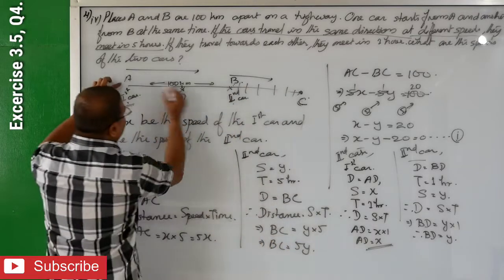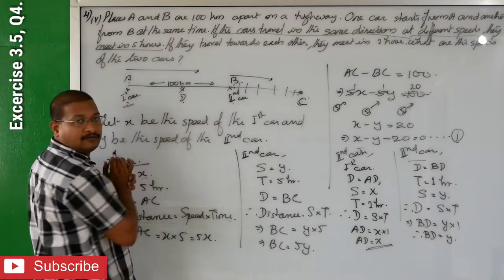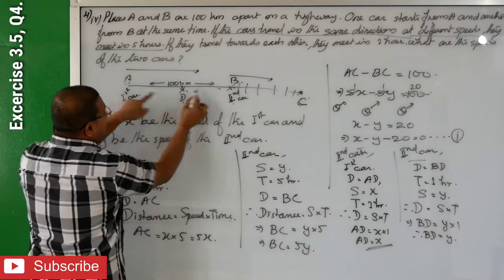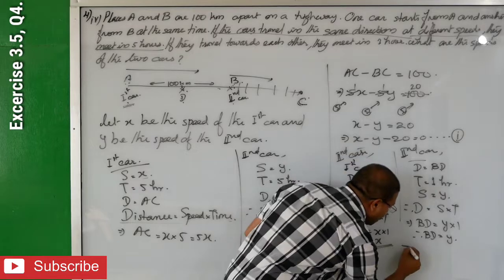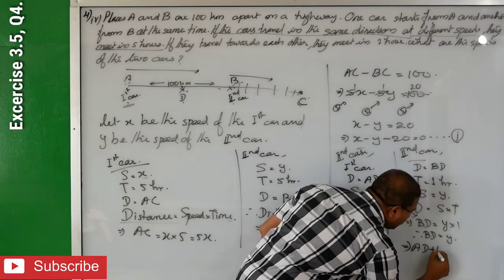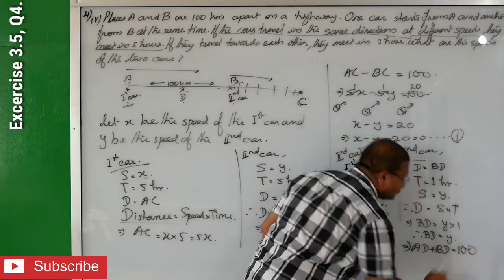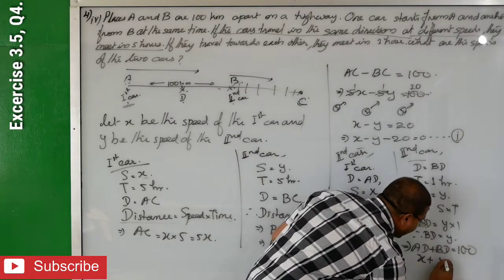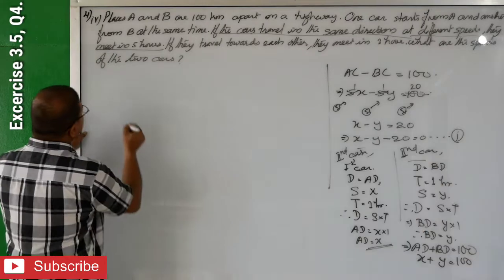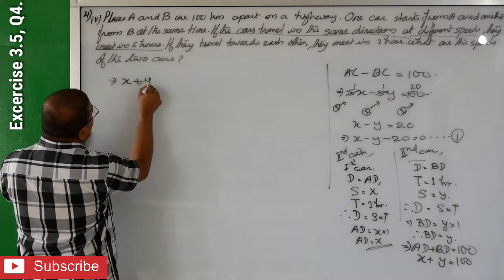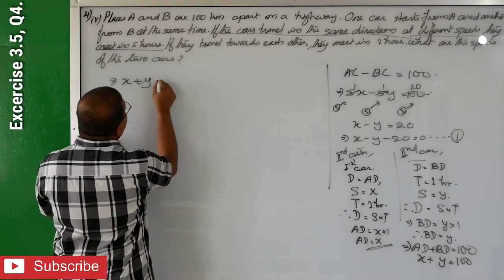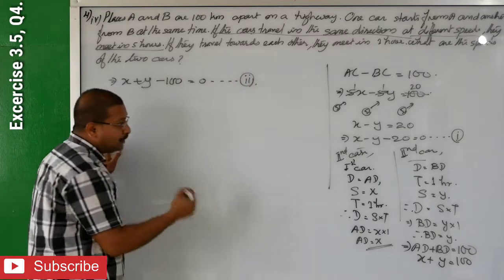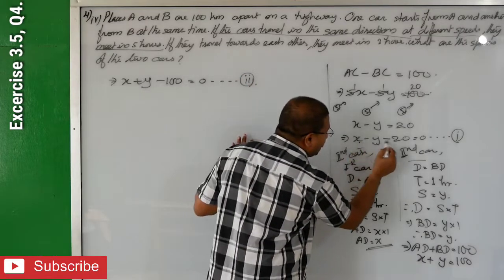But we know from the diagram AB means 100. So AD plus BD will get 100. See, AD plus BD will get 100. This implies we can write AD plus BD equals 100. That means AD is x, so x plus BD, which is y, equals 100. That implies x plus y, 100 goes to the next side, minus 100 equals 0. This is the second equation. Now from the first equation we will find A1, B1, C1.